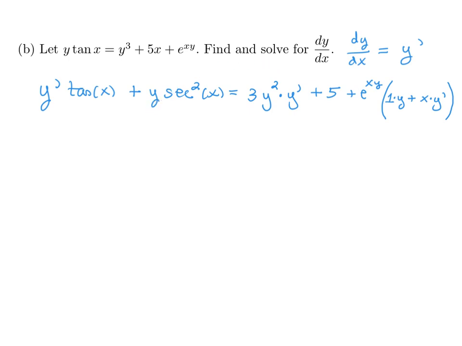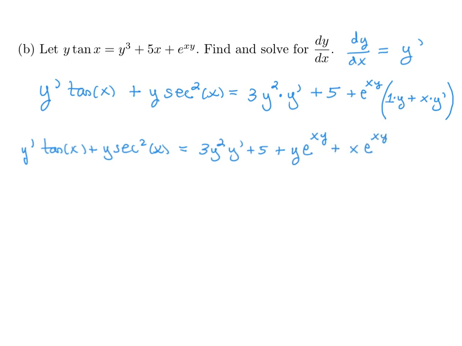So for my next step, I'm just going to start copying down this entire equation. That's y prime tan x plus y secant squared x. That's equal to 3y squared y prime plus 5. Now I'll distribute in that e to the xy. I'm going to write this as 1 times y times e to the xy. I'll put that as y times e to the xy. When I distribute it to the next piece, I'll put plus x e to the xy y prime.